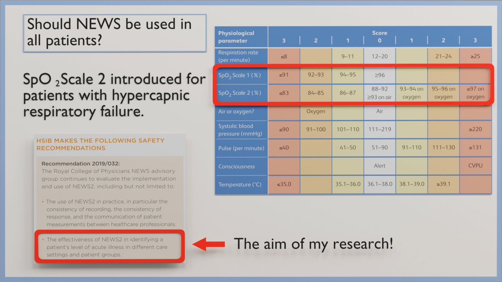My research is to determine if NEWS is the best score available to be used in patients with a variety of conditions, to ensure that patients aren't being underserved through use of a standardized early warning score. This follows recommendations from the Healthcare Safety Investigation Branch in 2019, which recommended that NEWS2 performance should be evaluated in a variety of different patient groups to determine that the score performs well for patients with various conditions.